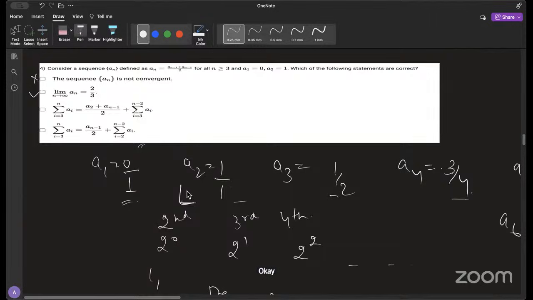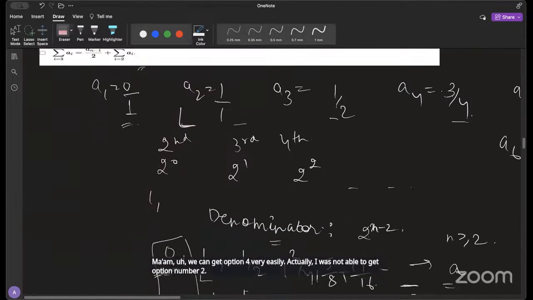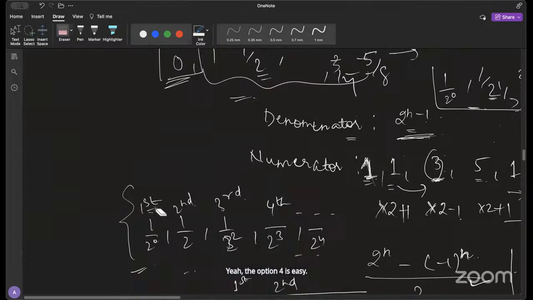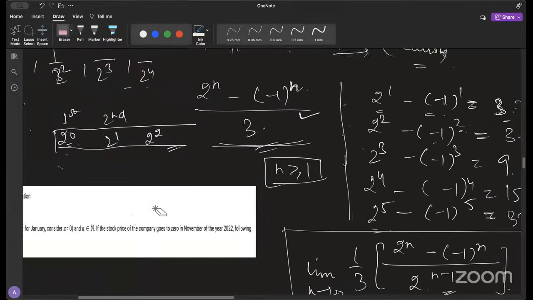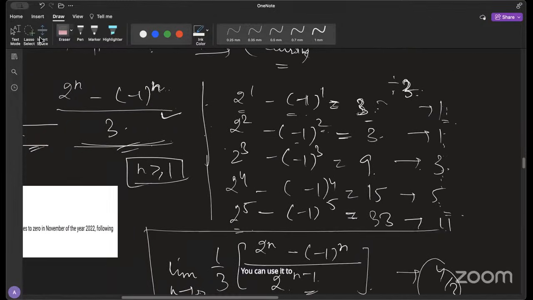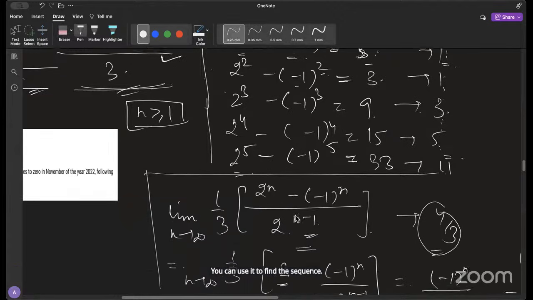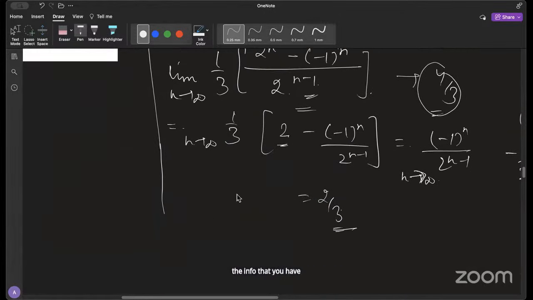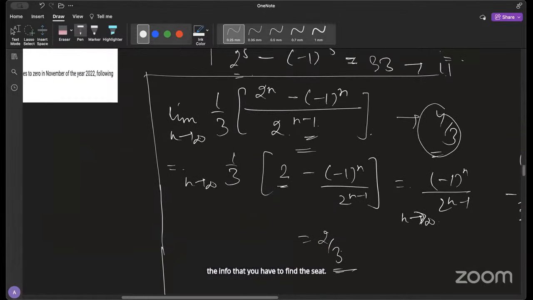Okay. First, make sure that your option 4 is true. Ma'am, we can get option 4 very easily. Actually, I was not able to get option number 2. Yeah, option 4 is easy. You can use it to find the sequence. If you're not able to find it by the hidden file method, you can use the info that you have to find the sequence. And your fourth option is correct, the second one's not correct.